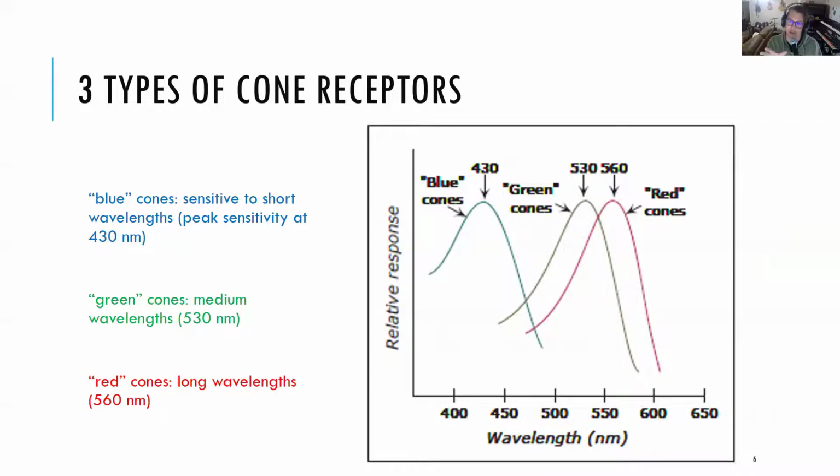Similarly, where we talked about rods having a sweet spot, cones in general have a sweet spot. The cones are specialized, and each type of special cone has a sweet spot. So 430, 530, and 560.